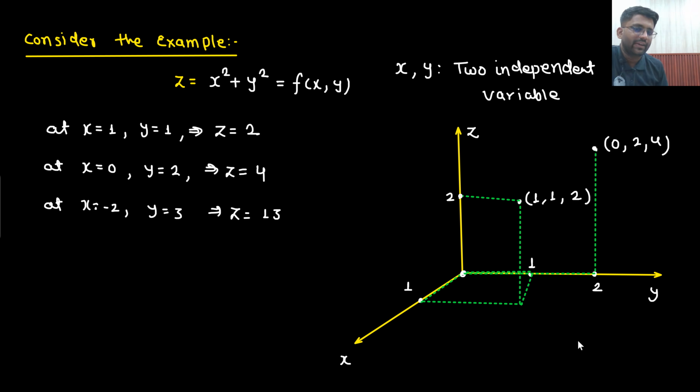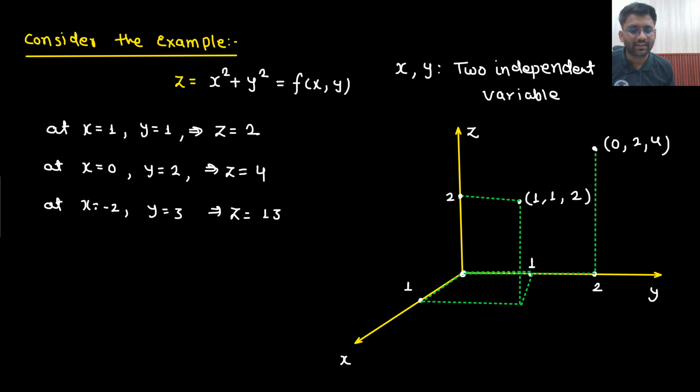Based on the value of x and y, z will be taking some value. So z is a function of x comma y. Z is not a variable here. X and y are the variables. Z is depending on x and y. So z is a function of x and y, where x and y are the variables. And based on this particular scenario, we will get some graph.